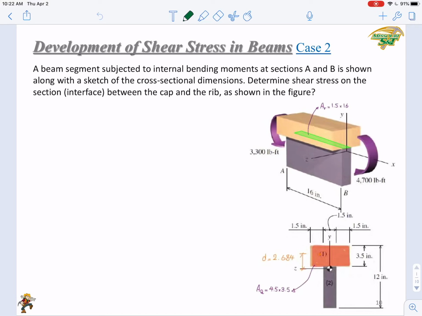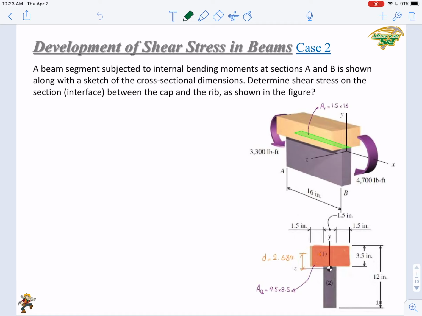Okay, here is case 2, another situation. We have the same beam segment subjected to the same bending moment couples as in case 1. But in this case, the cross section is composed of a cap and a rib. This is different from the previous case, where we had two side flanges and a central rib. Here we're determining the shear stress on the interface between the cap and the rib, as denoted by the green colored interface in this figure.